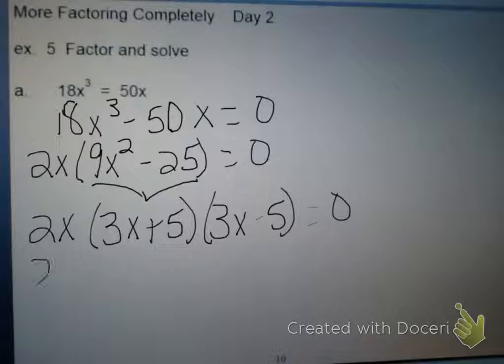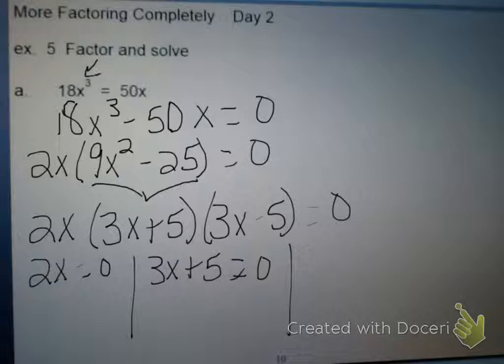Now put each one equal to 0 and solve. And you're going to have three answers because look at the highest exponent in the problem. The highest exponent is a 3. Whatever the highest exponent is, that's going to tell you how many answers you're going to have.